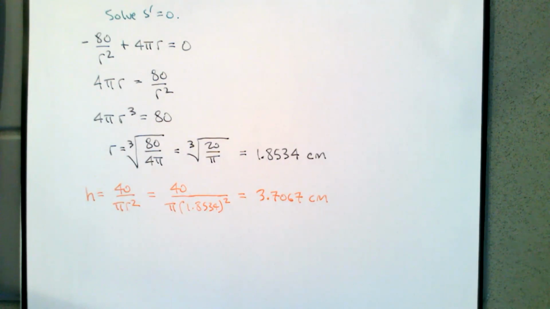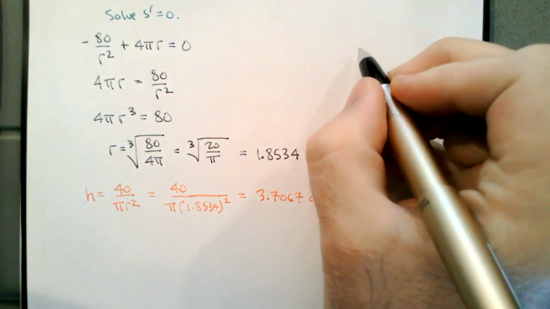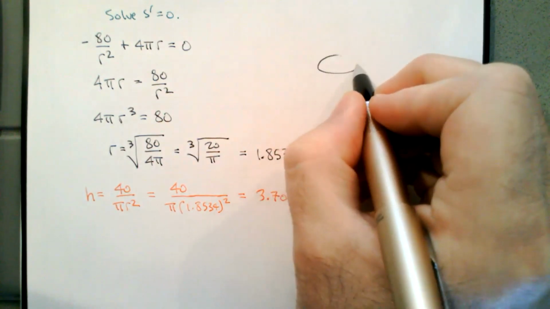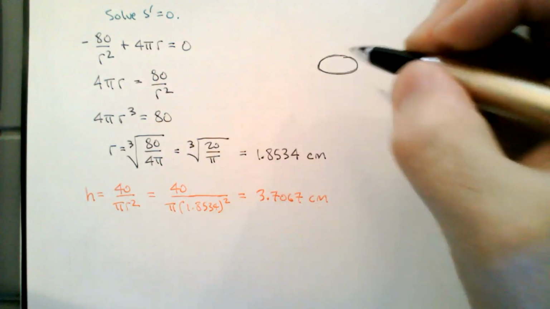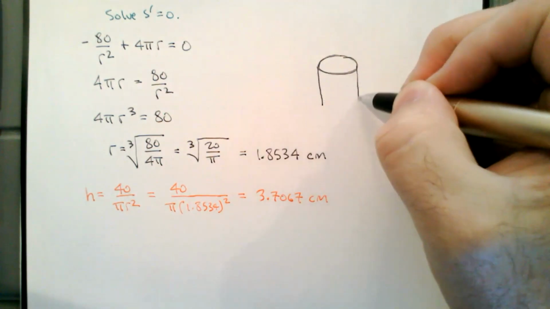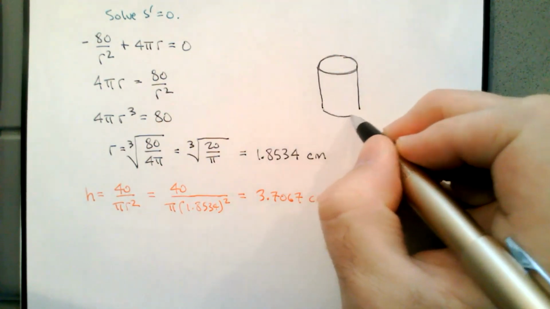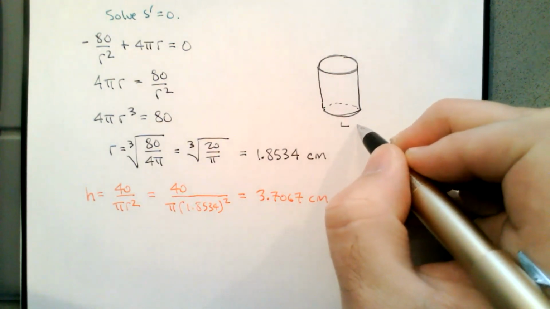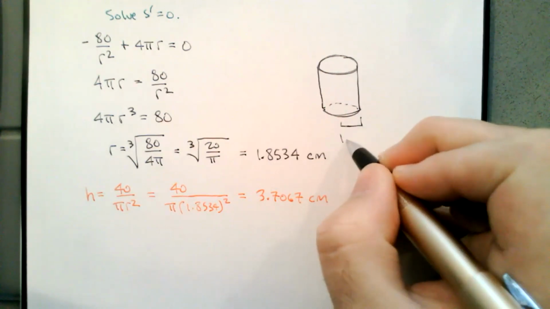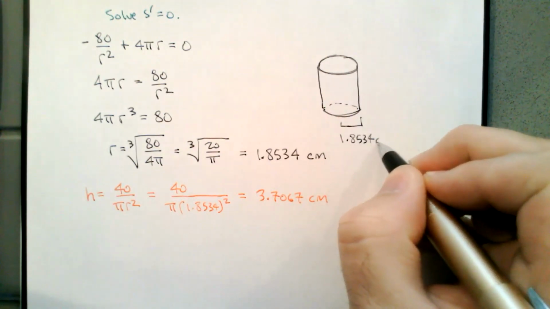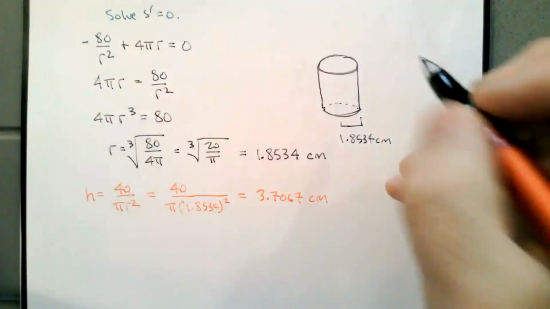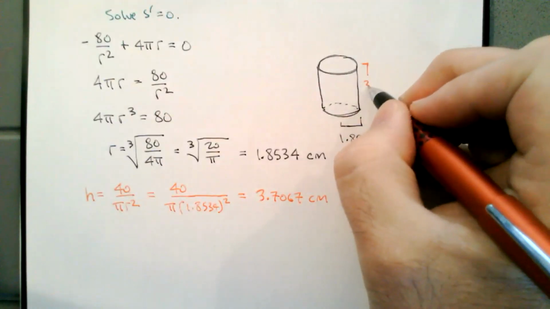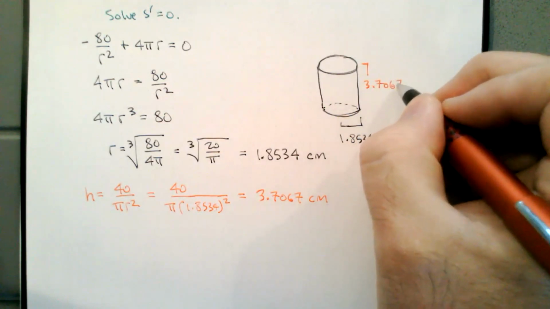So it looks like we should make a can where the dimensions of the can will contain 40 cubic centimeters with a minimum surface area if we make the radius 1.8534 centimeters and the height 3.7067 centimeters.